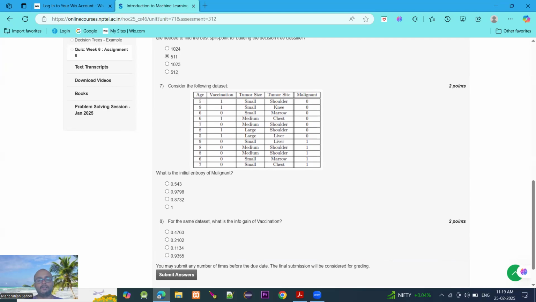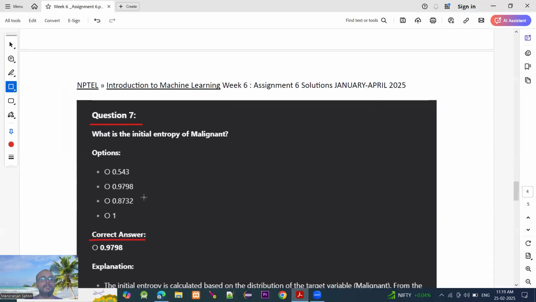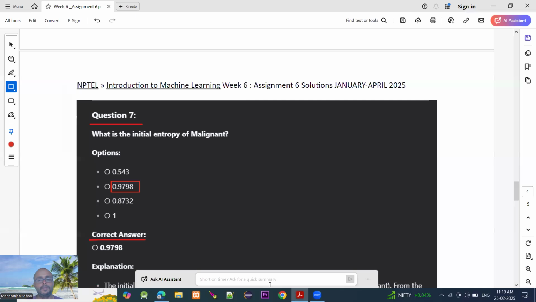What would be the answer? We have to find the answer here first, then we will choose. The answer would be 0.978. That is option B.